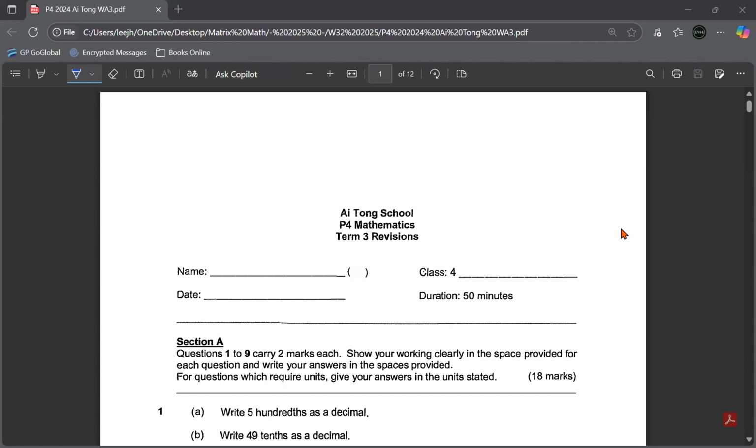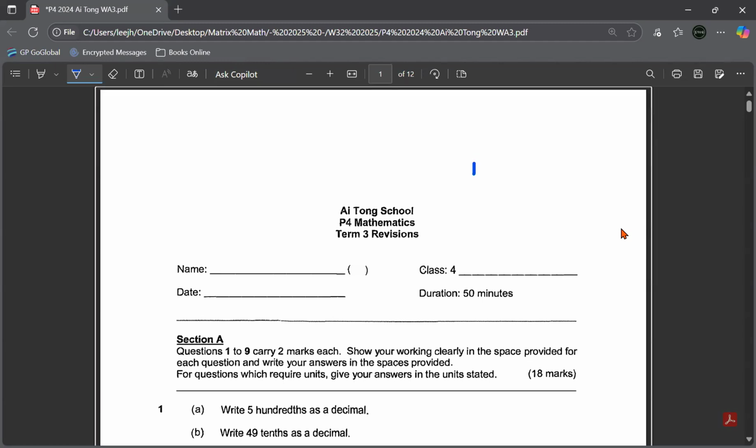P4 week 32, 2025 exam paper review. So I'm going to write it down here for record purposes. So this one is P4, sorry, week 32, 2025. This is for that week, okay? So this is the exam paper.